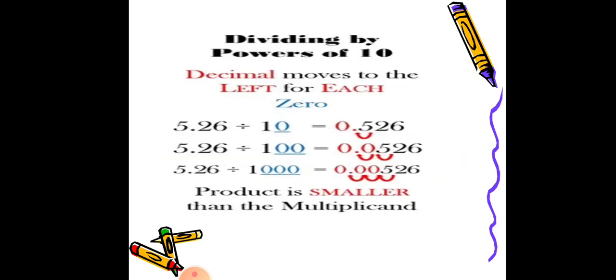In division we always move left when it comes to the decimal, so we'll always move left. The product is smaller than the multiplicand.